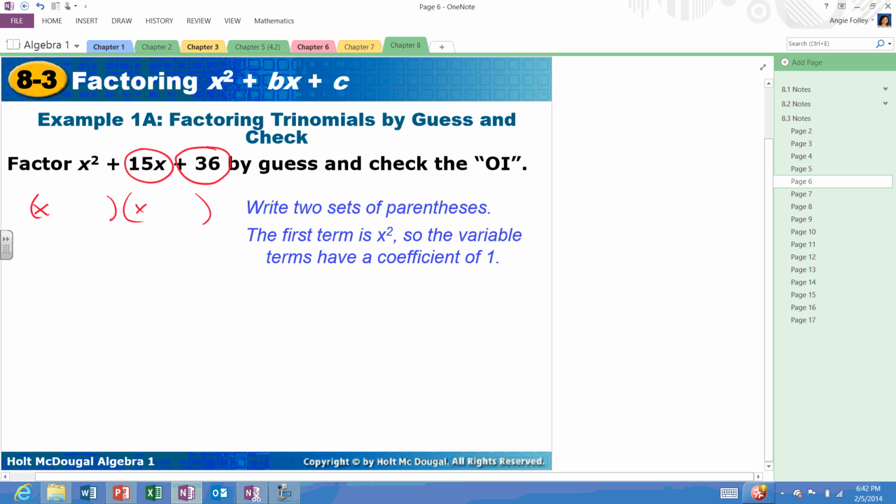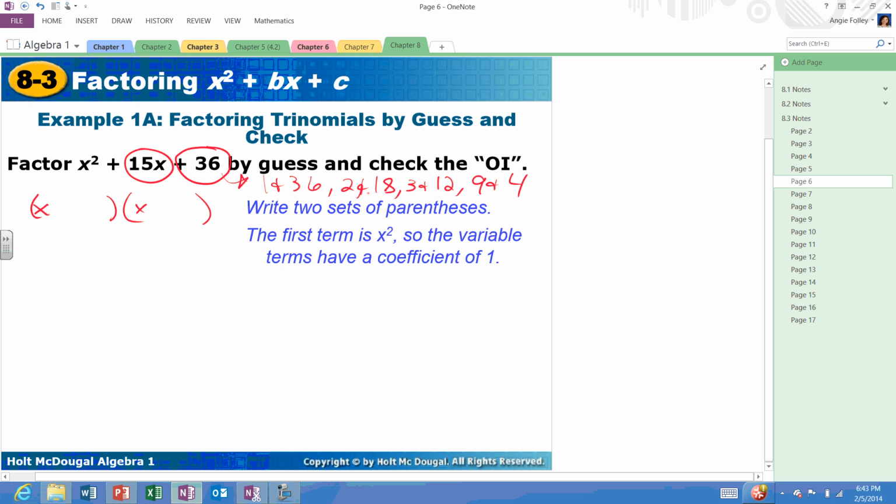Okay? So our options for this are, I could do 1 and 36. I could do 2 and 18. I could do 3 and 12. I could do 9 and 4. And I think that's it. So which of these pairs, obviously they all multiply together to give me 36, which add up to 15?